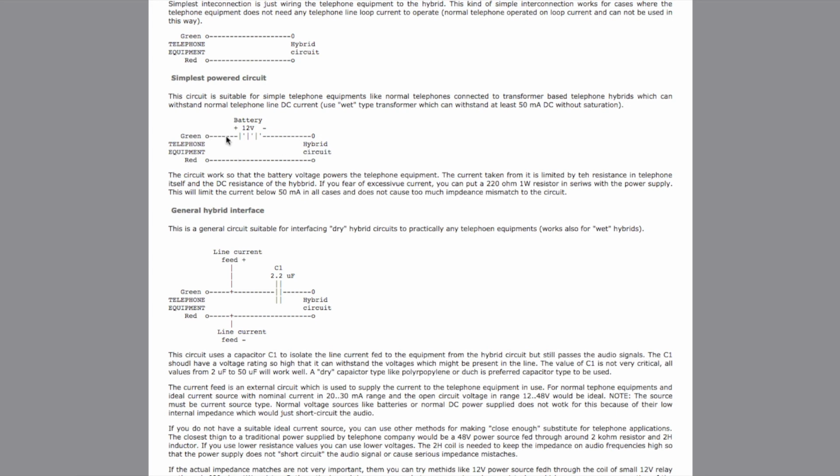So 12 volts with a resistor across the red and green, and then you connect up one or however many in parallel phones or modems or whatnot. And that kind of makes more sense to me because all the phones on a given circuit in a house or whatever are all in parallel, red to red, green to green, and current is coming in from the phone service provider, and you just keep going in parallel as many loads as you want to put on.